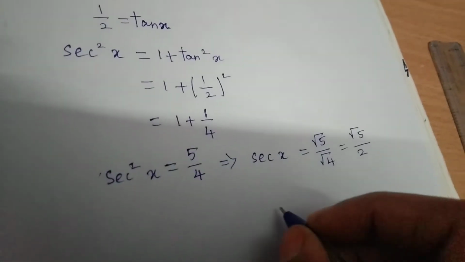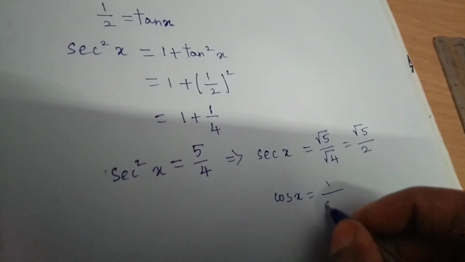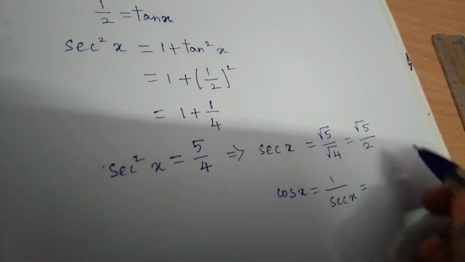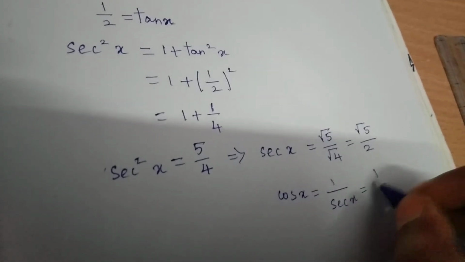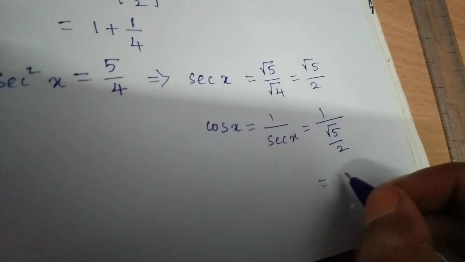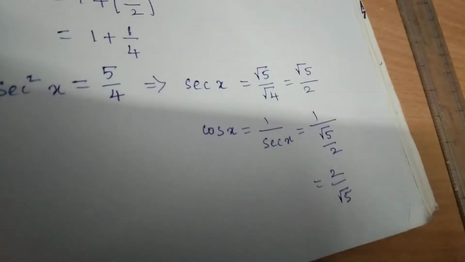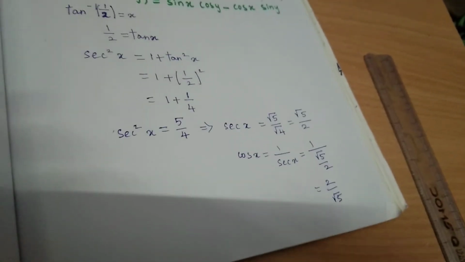Therefore cos x is equal to 1 by secant x. Now we apply the value: 1 by (root 5 by 2) changes into the reciprocal form, so the answer is 2 by root 5.